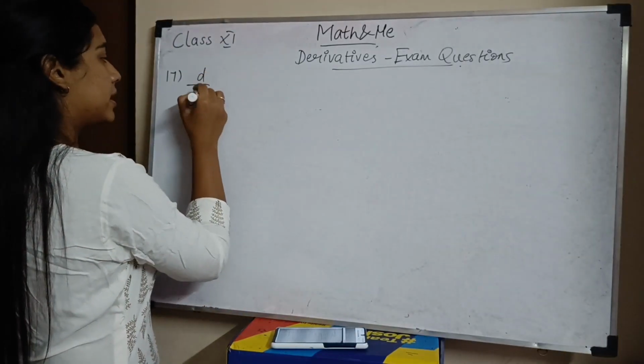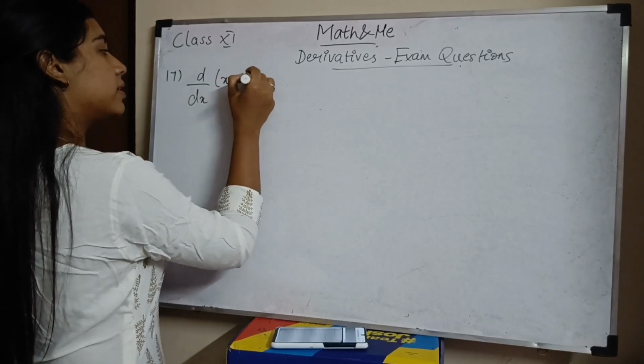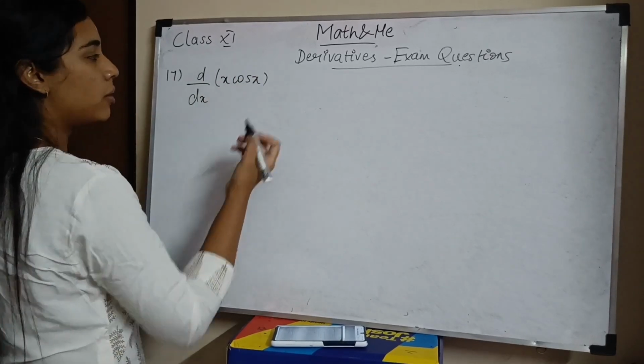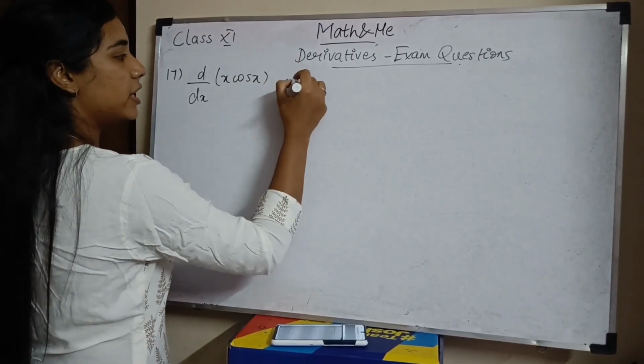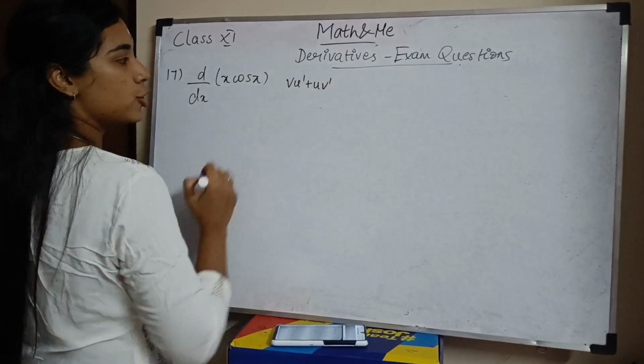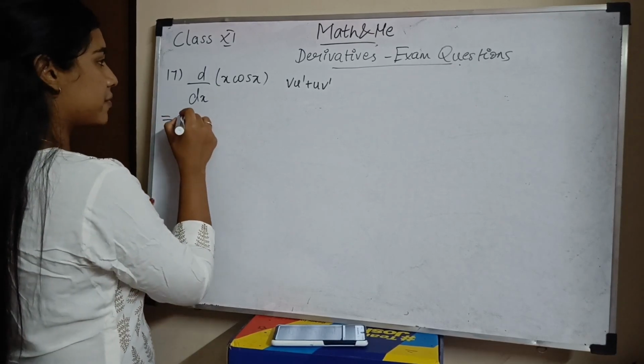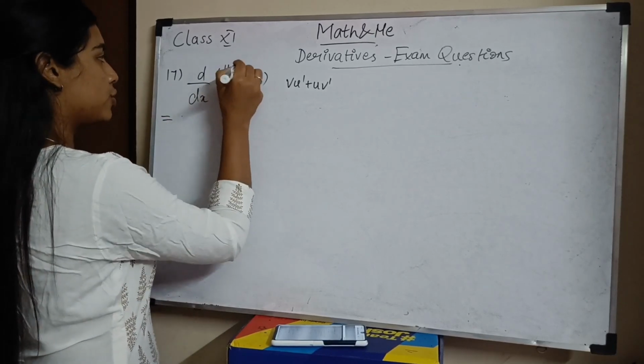17. d by dx of x cos x. So it is of the form u times v. So what do you do? The formula is v u dash plus u v dash. So what do you have? This is your u, this is your v.